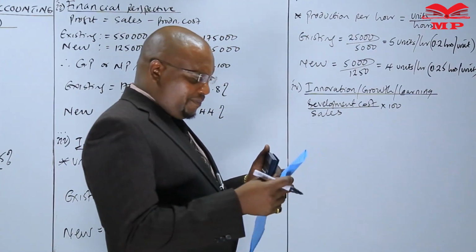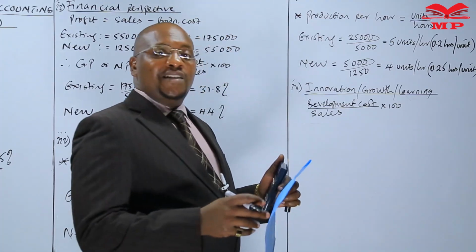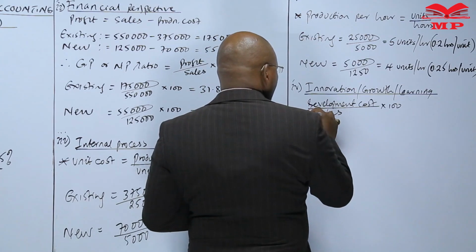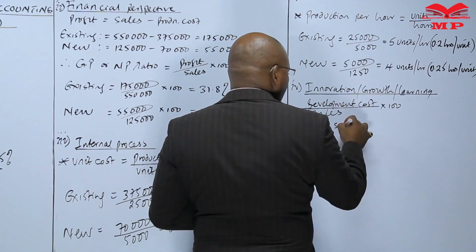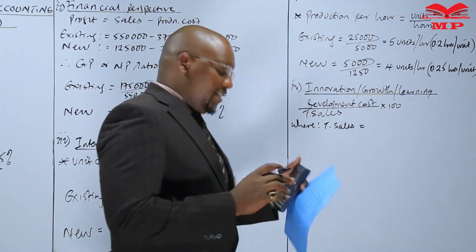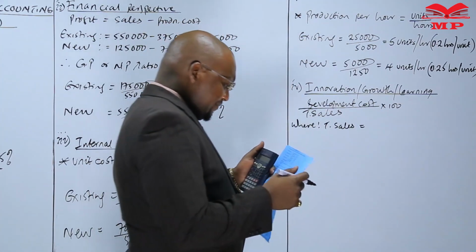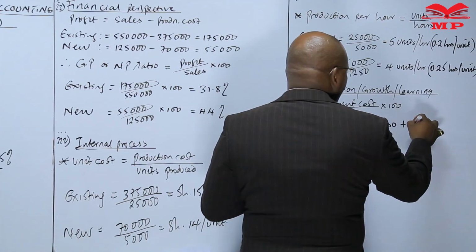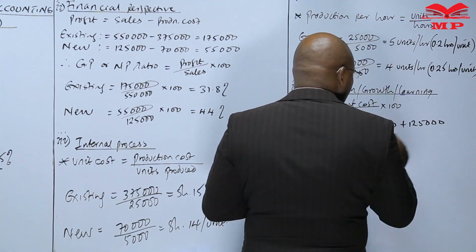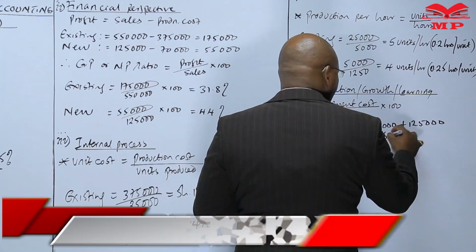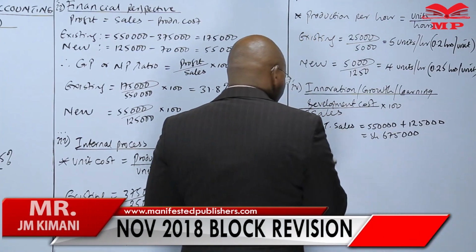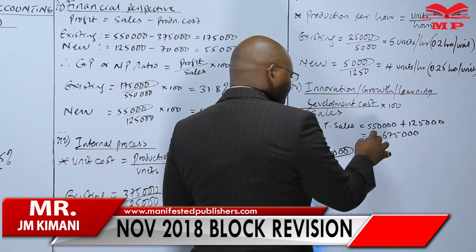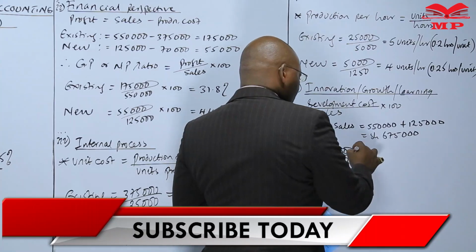So like in our case, because development is in total, we also need to use total sales. So you can see here that this total sales, to be specific, means both the new and the existing. Sales, we have 550 plus 125,000, this coming to shillings 675,000. So therefore, the development cost is given as 47,000 divided by the 675,000 times 100.